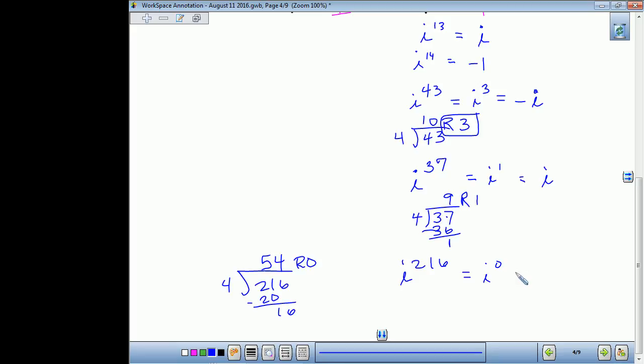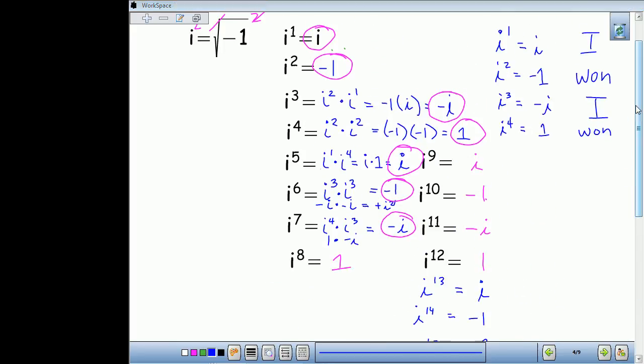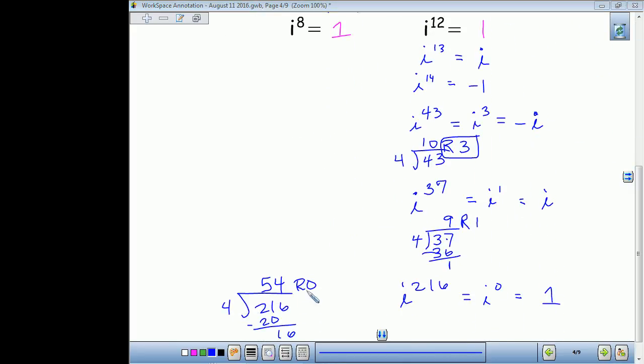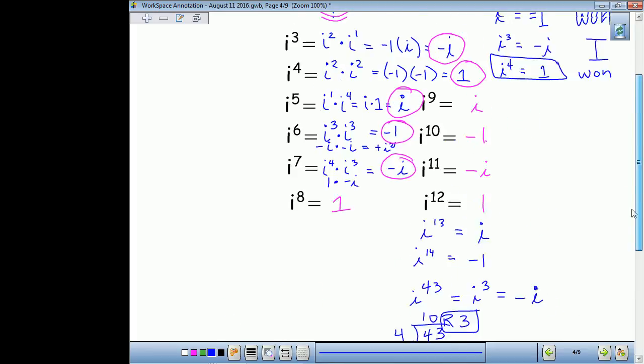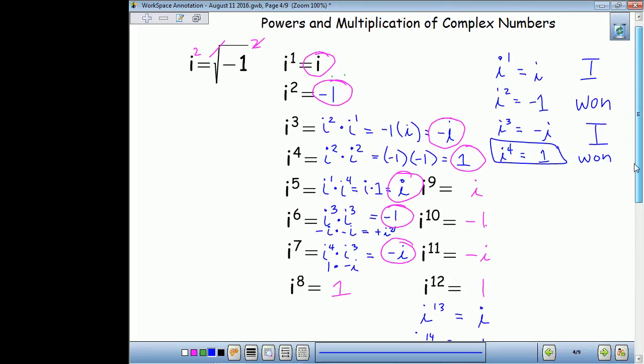There's nothing. It's like 0. Just 1. It goes completely through the pattern. The end of the pattern, 1. Or if we think about this, the remainder being the power, any number raised to the 0 power is what? 1. So you can think of it either way. All right, so that's powers of i.